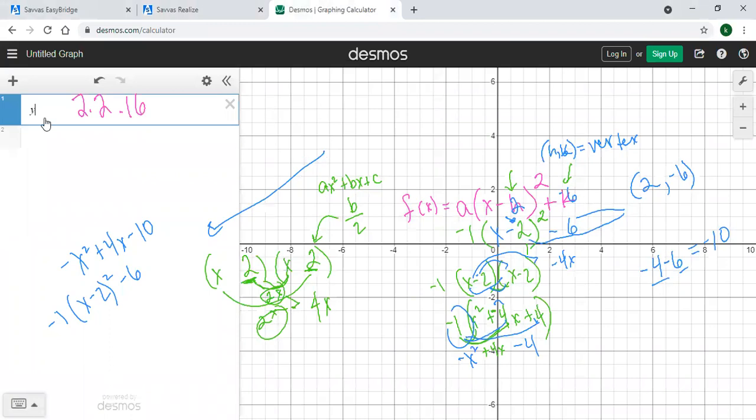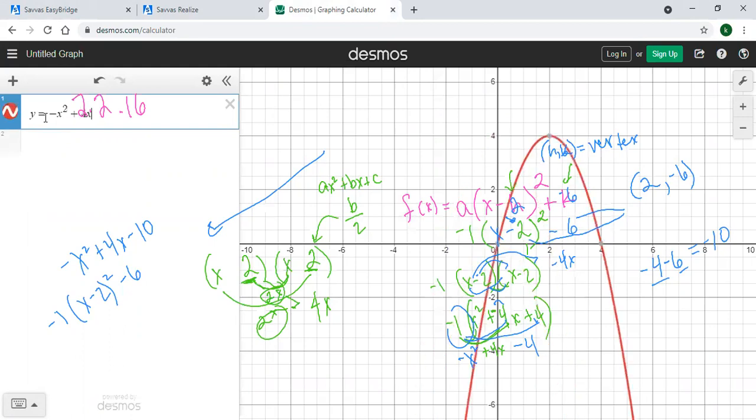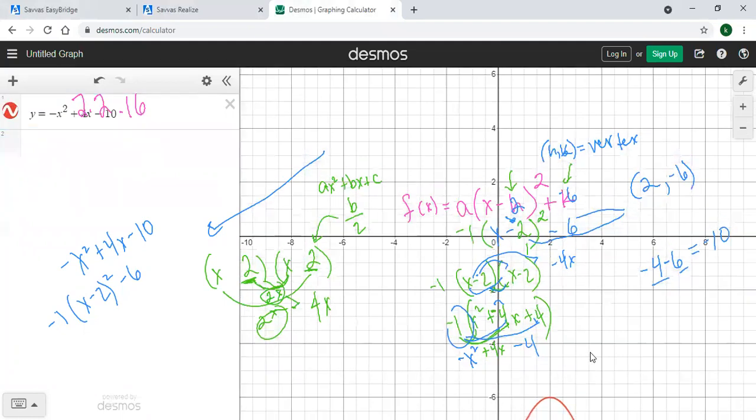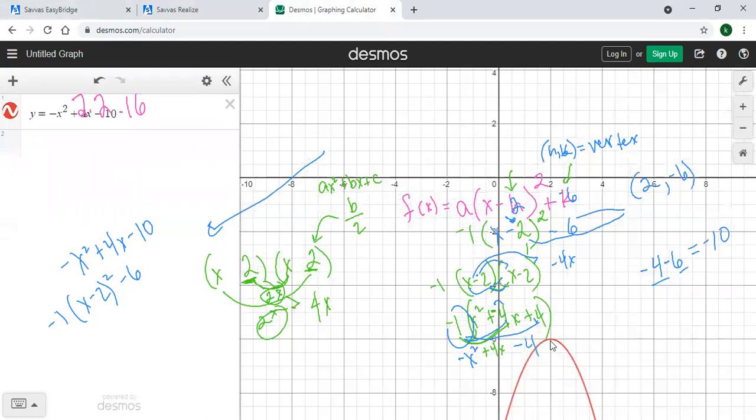In that original problem, y equals -x squared plus 4x minus 10. And we said the vertex was going to be at 2, -6, and that looks like where it is. Move that up, that vertex right there. So I think we were right, but we can put the other one in just to be sure.